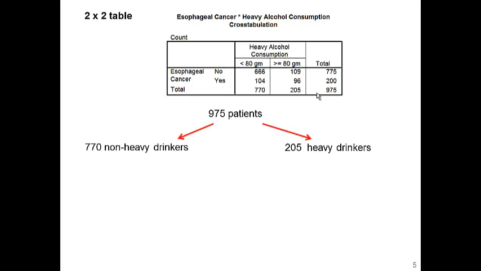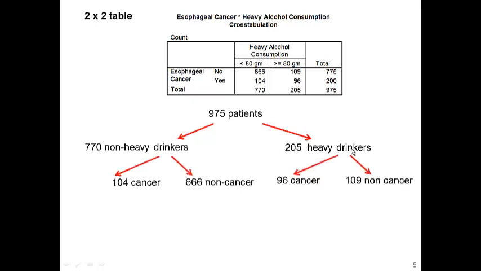Of those 975 patients, there are 770 non-heavy alcohol drinkers and 205 heavy alcohol drinkers. Of those 770 non-heavy drinkers, 104 patients developed cancer, and the remaining 666 patients did not develop cancer. Of those 205 heavy drinkers, 96 developed cancer, and 109 did not develop cancer.